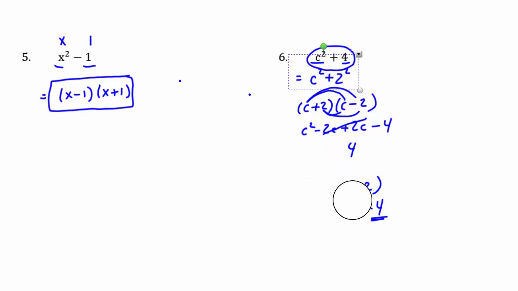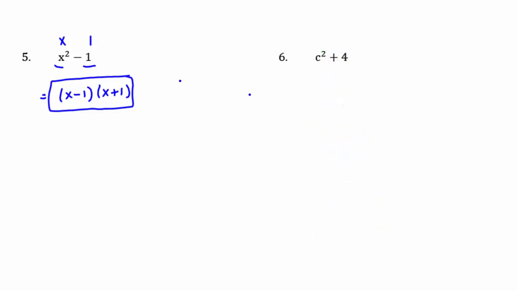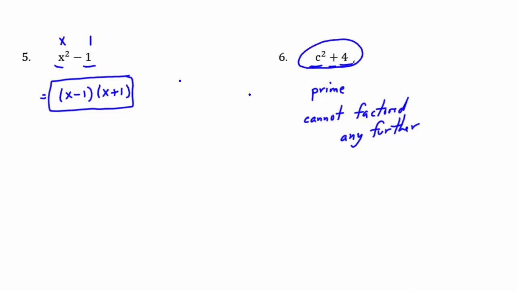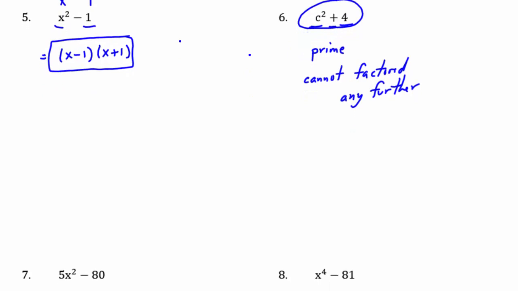Well, let me just cut to the chase here. Whenever we have two squares and there's an addition in between, for us here in Math 89, this is a prime factorization. This cannot be factored any further. Okay, so a little note: a sum of squares cannot be factored any further, or it can't be factored in this class.